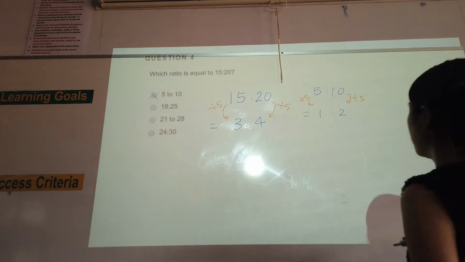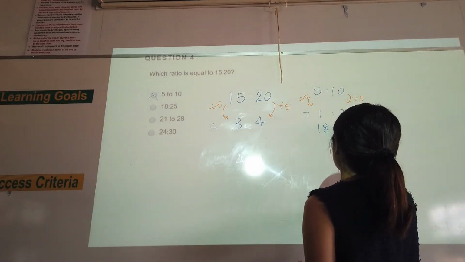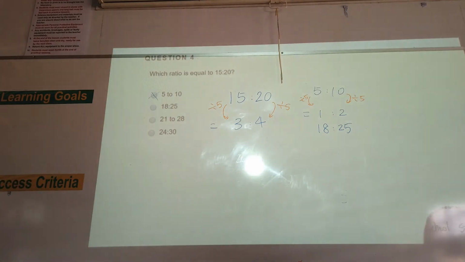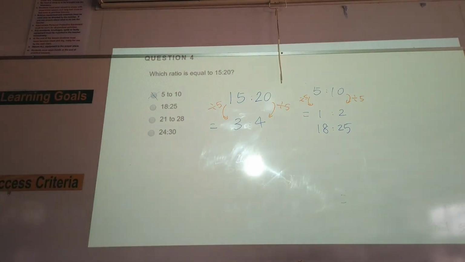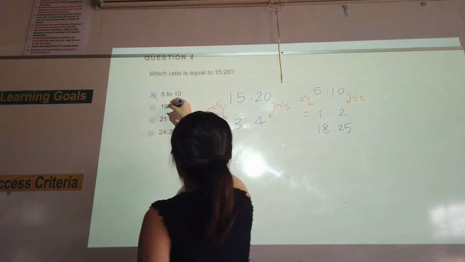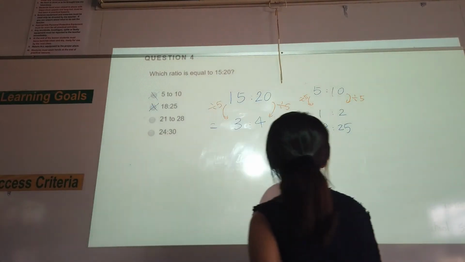Let's have a look at the second one. 18 to 25. Have a look and think for a second. Is there a highest common factor between 18 and 25? No, there is no highest common factor between 18 and 25. Therefore, it's already the most simplified version of the ratio, which is not equal to 3 to 4, and therefore this option is incorrect as well.